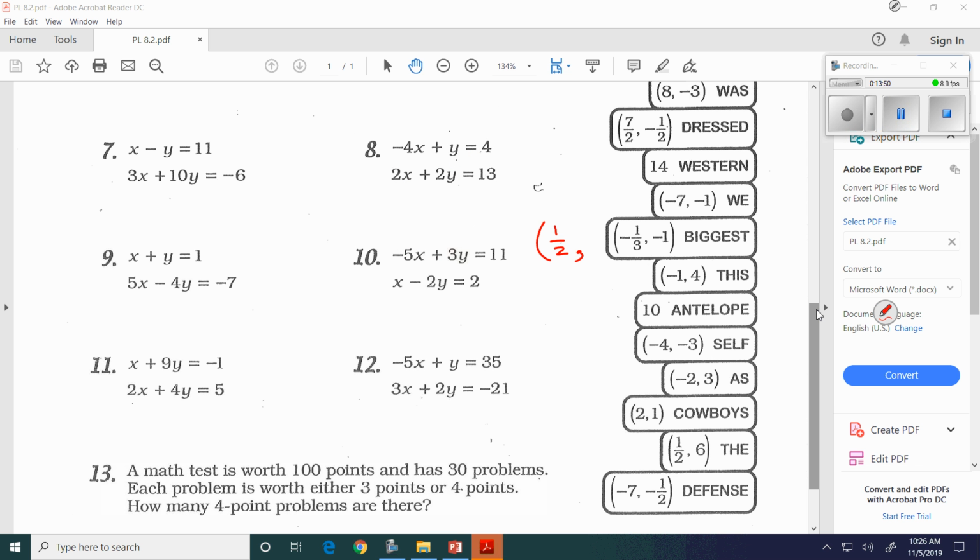So now if I substitute that back in, I'm just going to substitute it into this one. So a negative 4 over 1 times a 1/2 plus y equals 4, because these cross cancel, and I'm just left with negative 2 plus y equals 4. So when I add 2 to both sides, I'm going to get 6. So my solution is 1/2, 6.